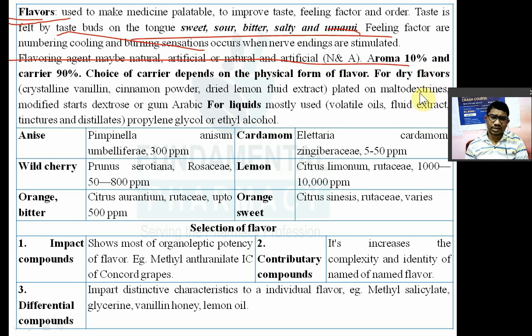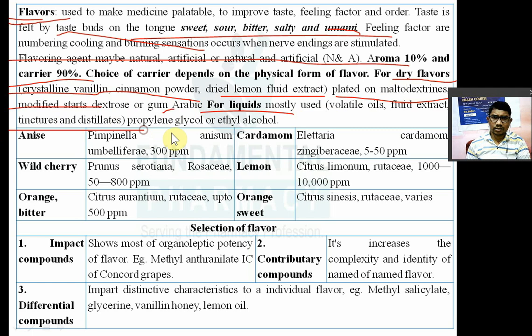Flavoring agents are either natural, artificial, or artificial and natural. In a flavoring agent only 10% aroma is there and the remaining 90% is a carrier, okay. The aromatic principle is adsorbed on the carrier. The choice of carrier depends on the physical form of the flavor. If it is a dry flavor, you have to use crystalline vanillin, cinnamon powder, dried lemon fluid extract, and aroma plated on maltodextrin, modified starches, gum arabic. If it is liquid, for liquid volatile oils, fluid extracts, tinctures and distillates, propylene glycol, ethyl alcohol, on this the liquid flavor is carried.